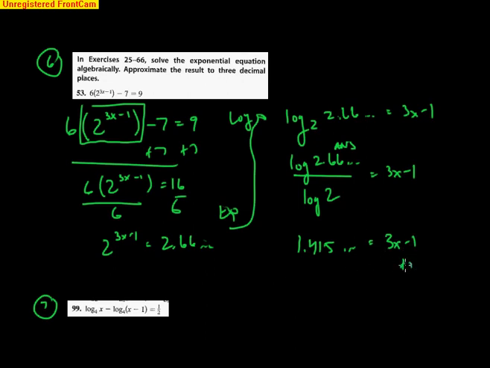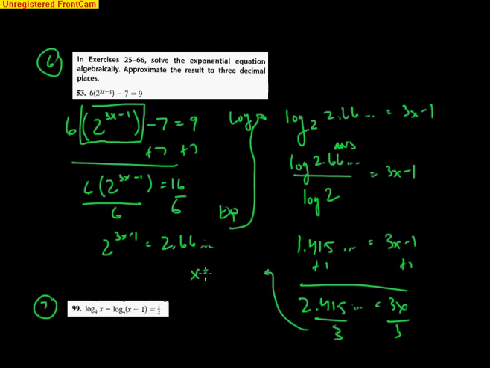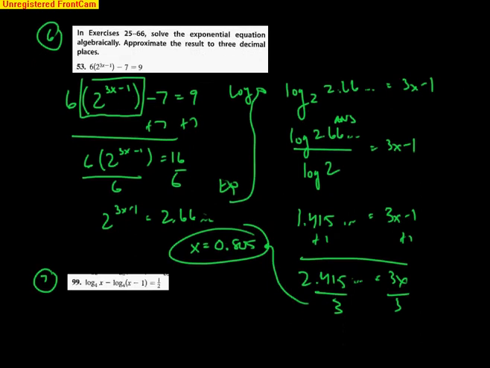I will add 1 to both sides. 2.415, blah, blah, blah, equals 3x, and I will divide by 3. And when I divide by 3, I'll come over here. X is 0.805. Okay? So that is an exponential converted into a log problem.